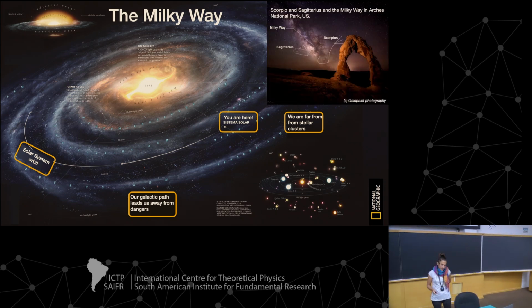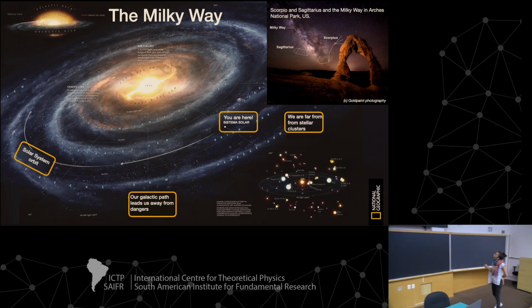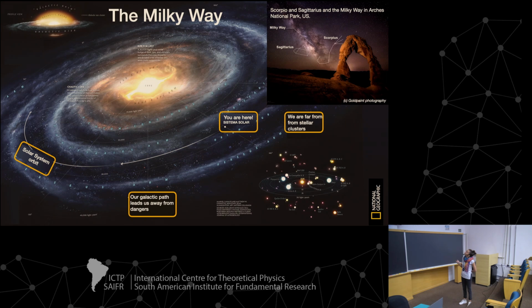But how do we see the Milky Way on Earth? Have you ever had this wonderful opportunity to be in the desert or somewhere very far away from city lights, to see that beauty? Because that's absolutely magnificent. This was taken in the Arches National Park in the US. This is basically the Sagittarius arm. So this is the center of the galaxy, and that's the Milky Way.